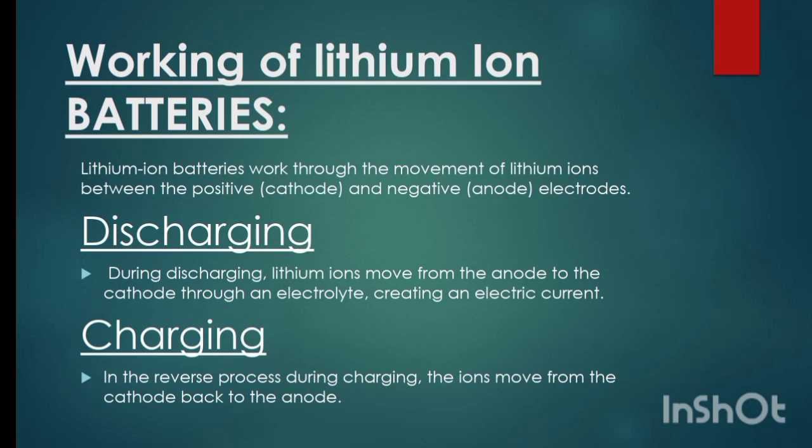Working of lithium ion batteries. Lithium ion batteries work through the movement of lithium ions between the positive electrode known as cathode and the negative electrode known as anode. Number one is discharging. During discharging, lithium ions move from anode to the cathode through an electrolyte, creating an electric current. Number two is charging. In the reverse process, during charging, the ions move back from cathode to anode.